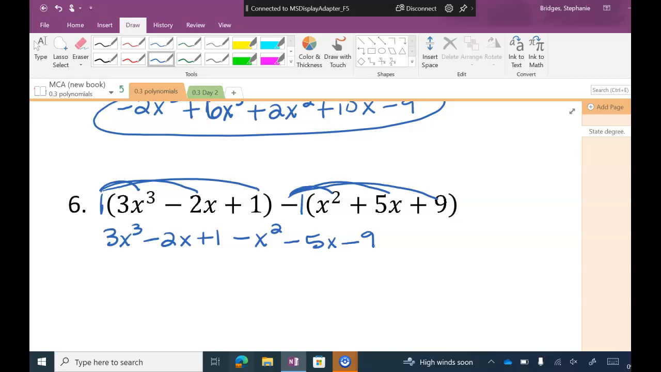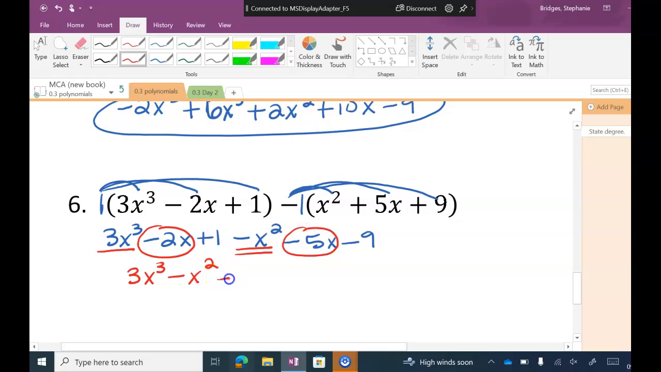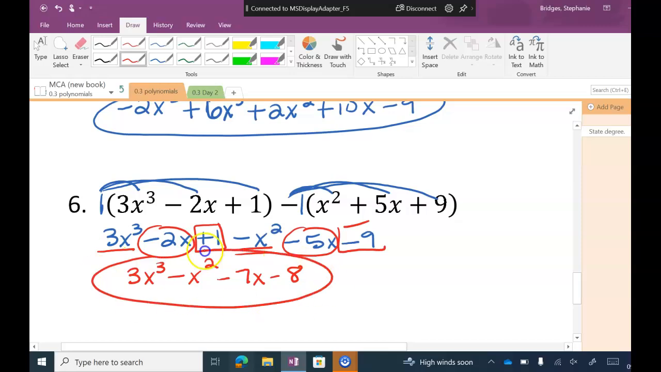What's the highest degree here? X to the 3rd, okay. That is the only one. Then I have a single negative x squared, so that's going to come down. Then I have a negative 2x and a negative 5x, which is going to give me negative 7x. And then a positive 1 and a negative 9, which is going to give me negative 8.